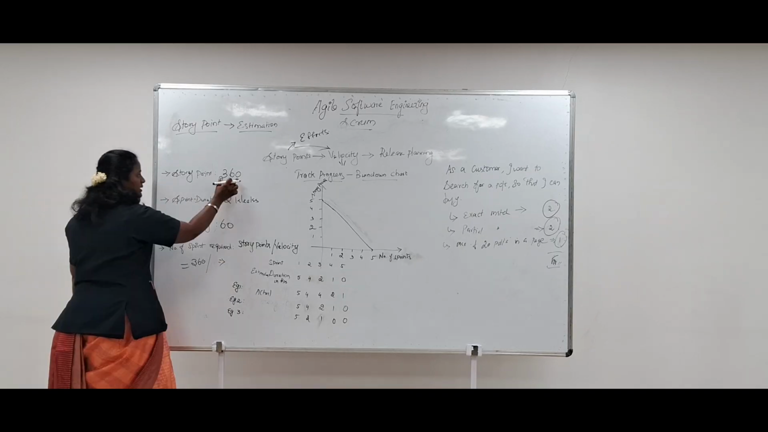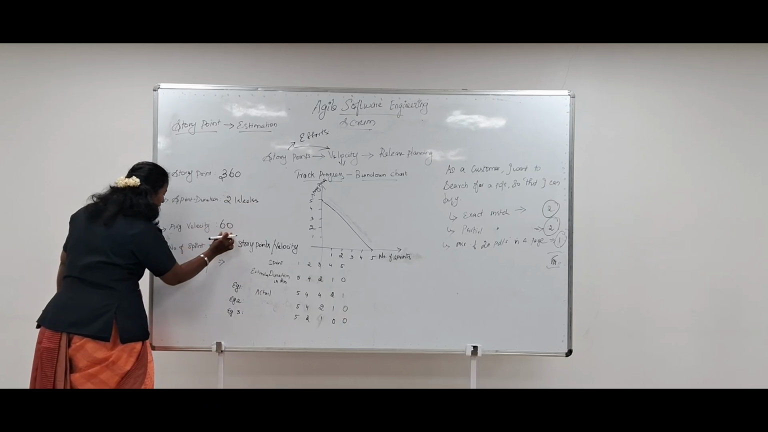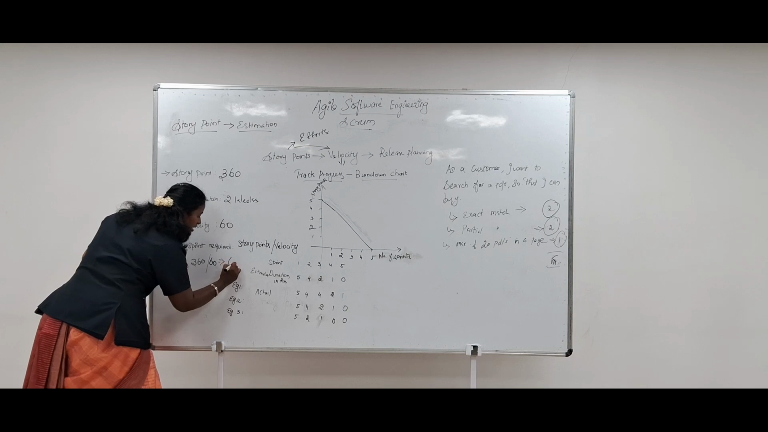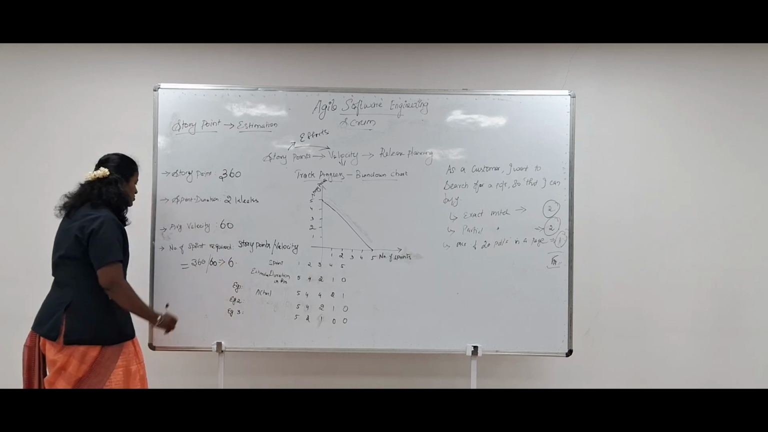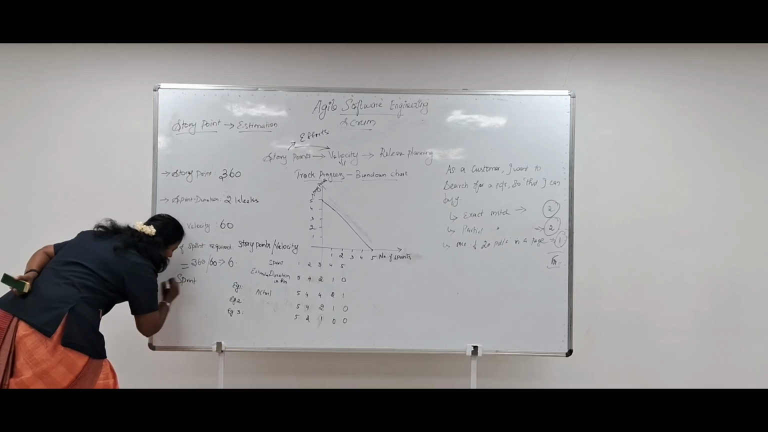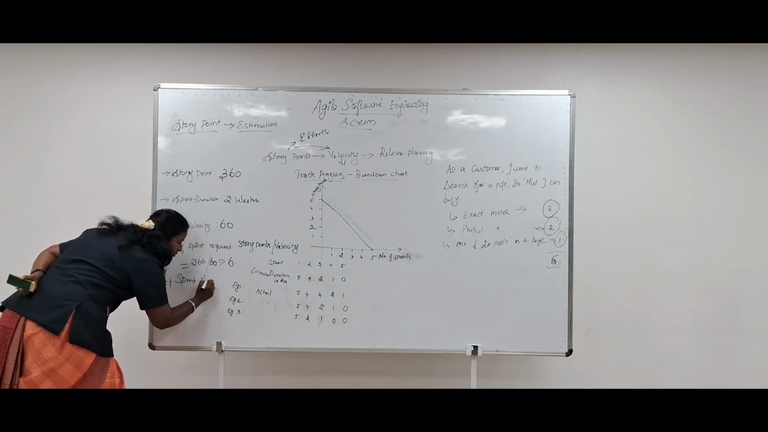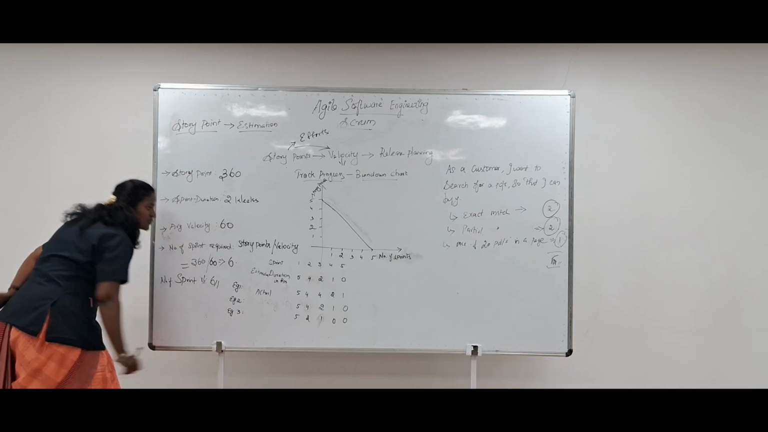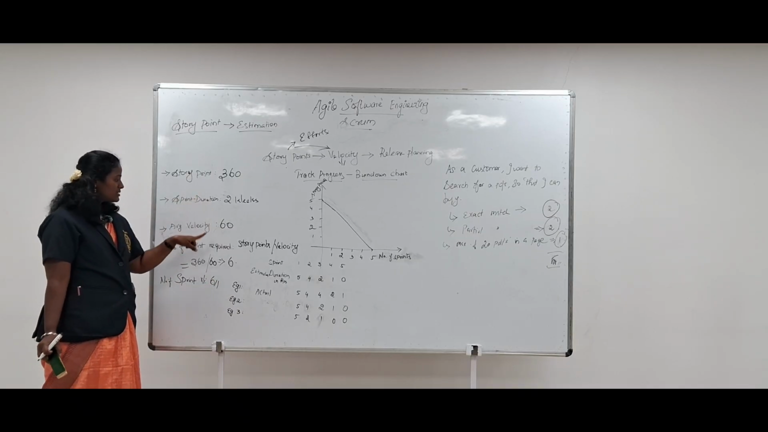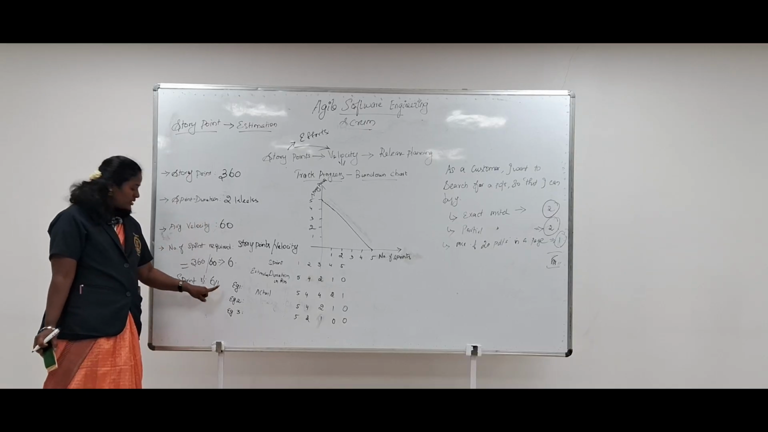So the story point is 360. 360 divided by the average velocity, which is 60, gives 6. So the number of sprints required is 6. Based on this data we can calculate it.